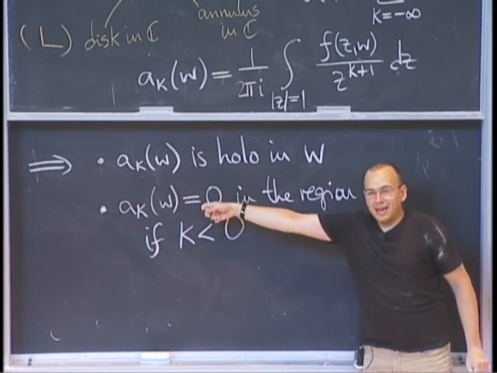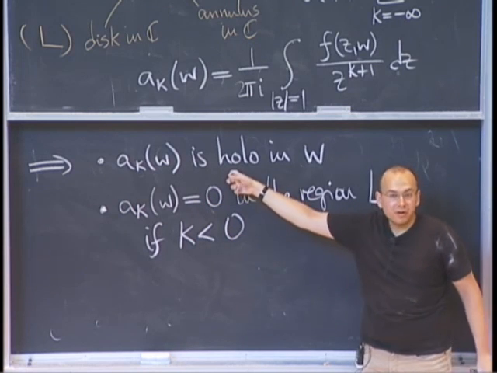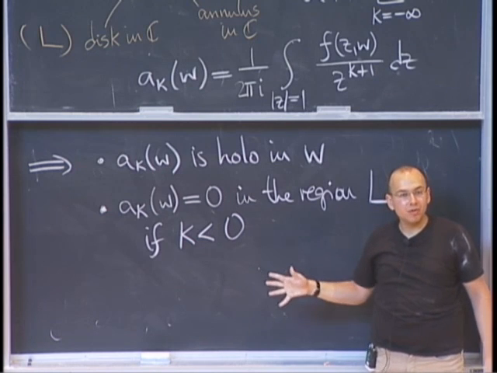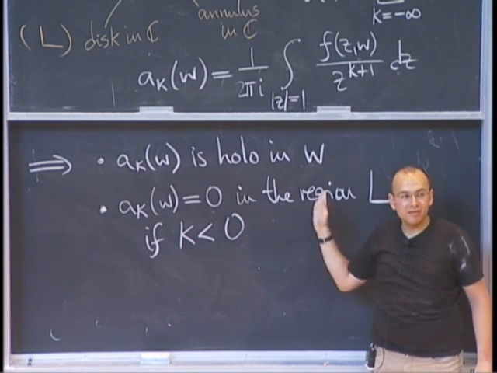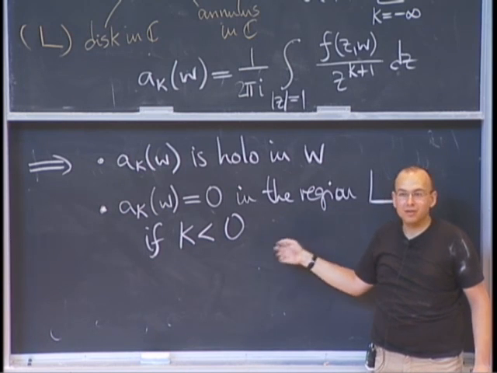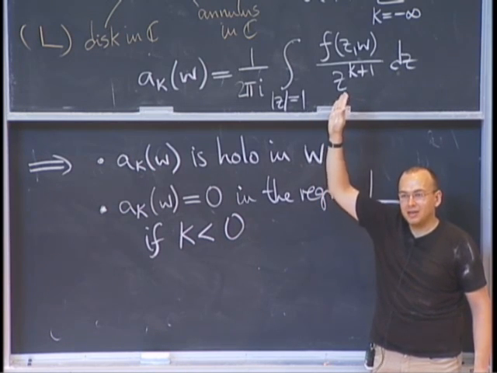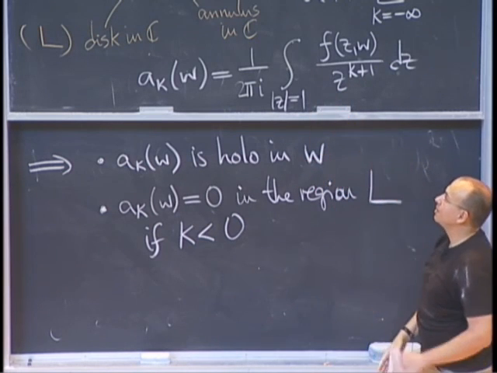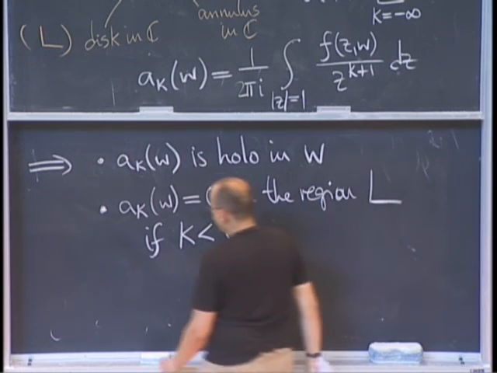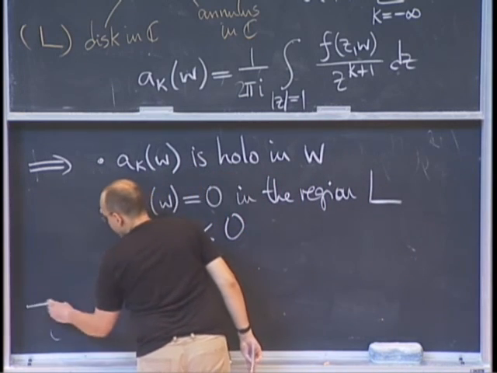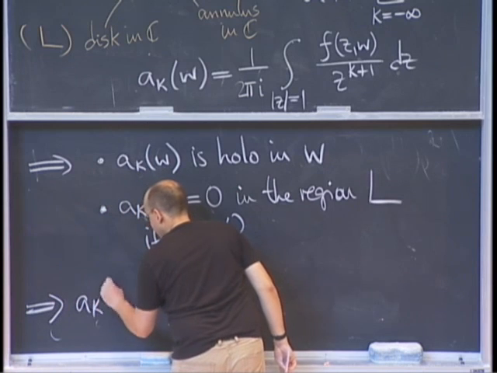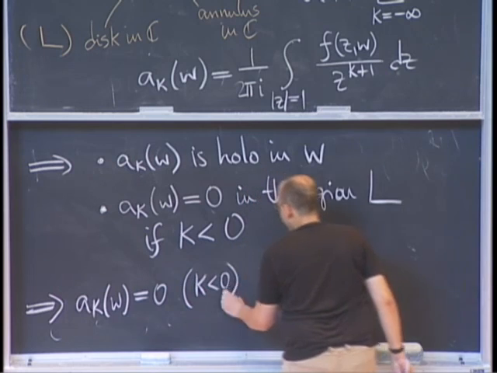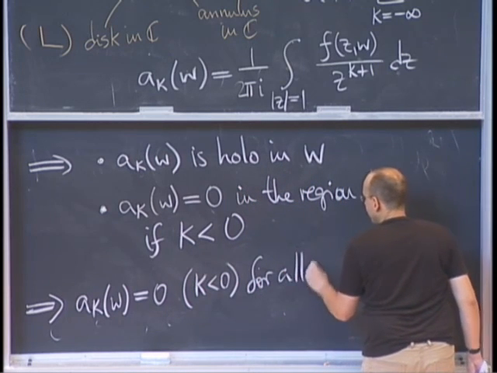But this means that the a_k for k negative are holomorphic functions of one complex variable W that vanish identically in a non-empty open subset, so they actually have to vanish. They're defined everywhere, so they have to vanish everywhere, meaning that the function extends holomorphically to the whole thing because it can't have any negative Laurent coefficients in the intermediate region. So a_k is 0 for k less than 0, for all W.